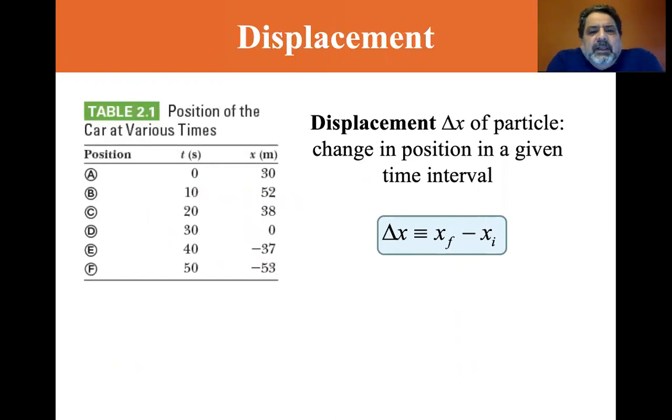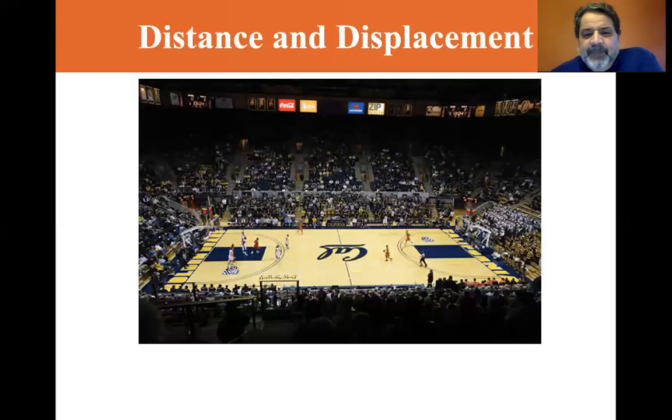So the displacement delta x is x final minus x initial. What is the delta x from A to B? Well, the final position is at 52 meters, and the initial position is 30. So the delta x for that interval would be 22. So that's displacement. It's a difference in position.